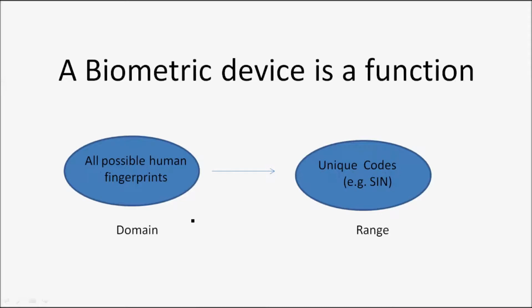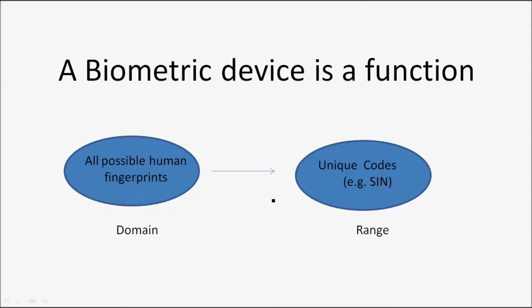Another example. This is a function that is one-to-one. A biometric device that associates a human fingerprint to a unique code. So what is the domain of this function? All the possible human fingerprints. What is the range? All the possible unique codes. For example, all the possible social insurance numbers.